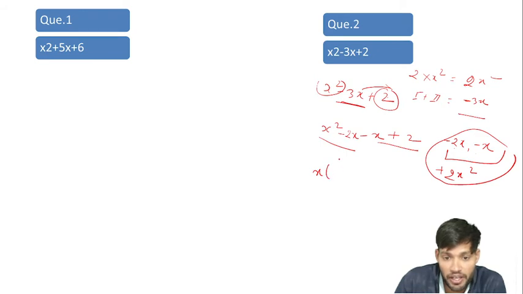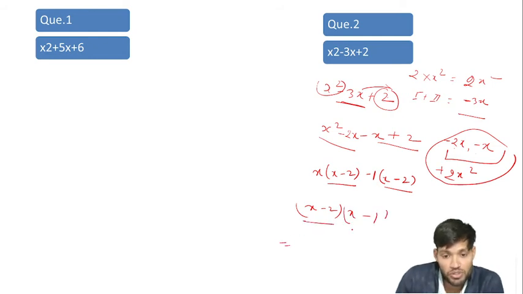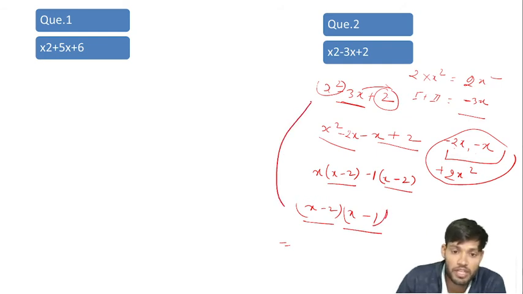What is common here? We can take x as common, x will remain there, and minus 2. Here we can take minus 1 as common, x will remain, minus 2. Again we can take common x minus 2, there will remain x, and from here minus 1. So x minus 2 and x minus 1 are the factors of the expression.